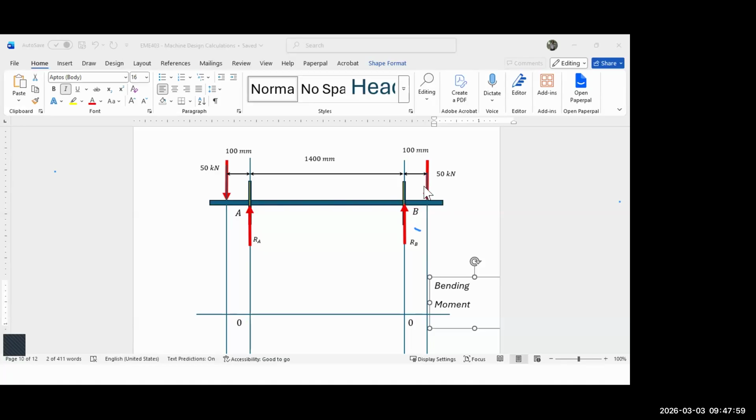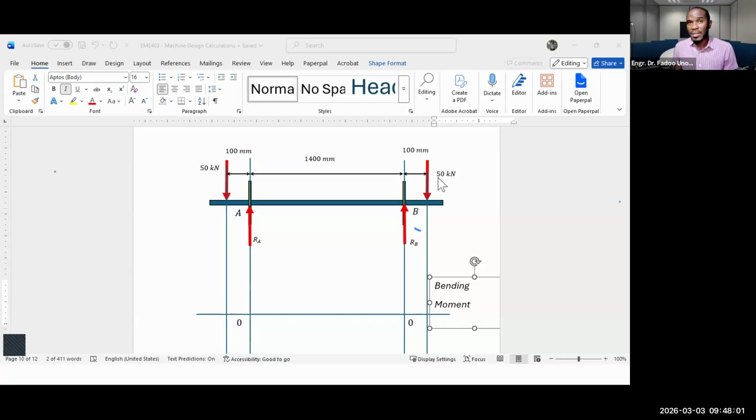Okay. So the moment that this force creates about the first point that I'm dealing with is going to be 50 times 1,500. And it gave us 75,000, right? We're going to subtract from that value, because that moment is clockwise. We're going to subtract from that value the moments of this force and this force. Okay. So let's subtract. Let's do the math.